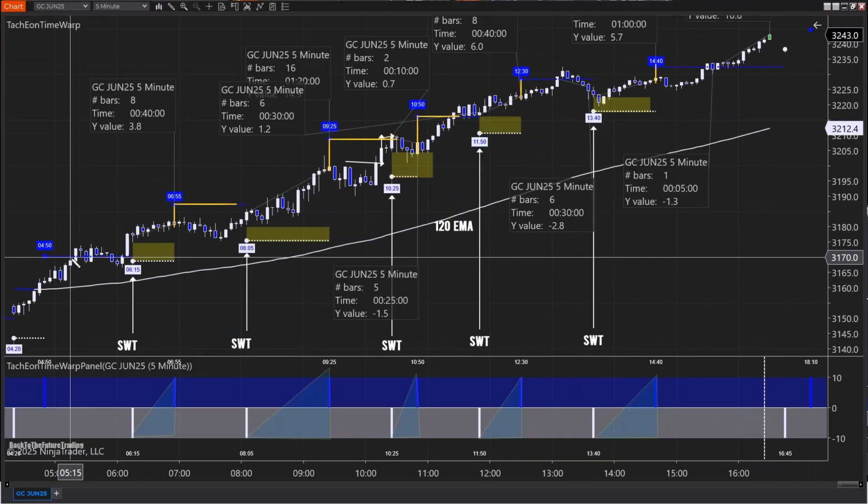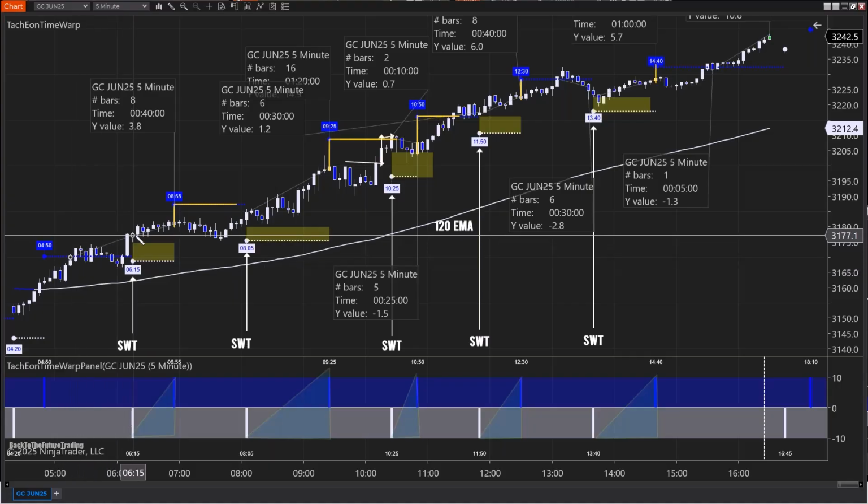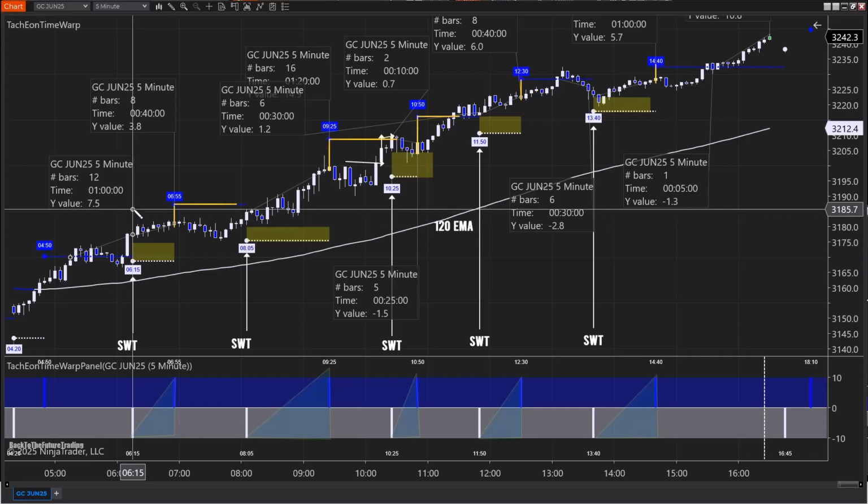Over this morning in the London session, you break through the blue line at 5:15. Your stop is below that candle. It never hits the stop. And Tom, you finish by 6:15.